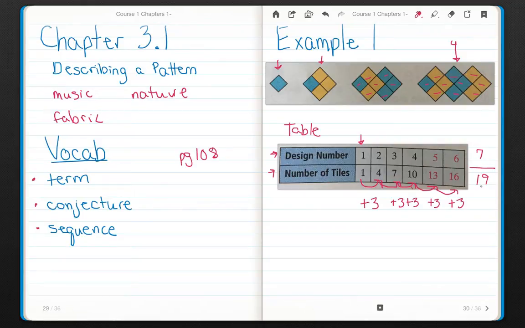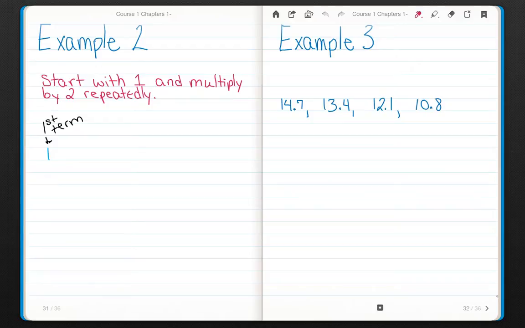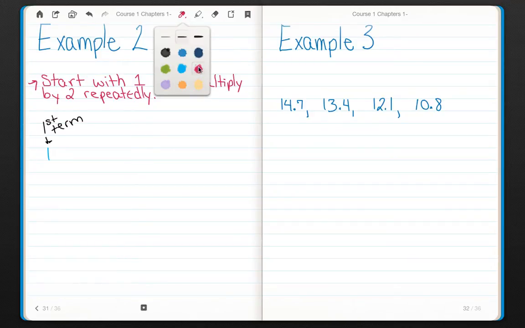All right, example 2. Here we go. Sometimes we can use rules to describe patterns. A rule states the first term and an explanation of the operations you use to find the next term. So here in example 2, my problem states, start with 1 and multiply by 2 repeatedly. So 1 is my first term. My rule is to multiply times 2.